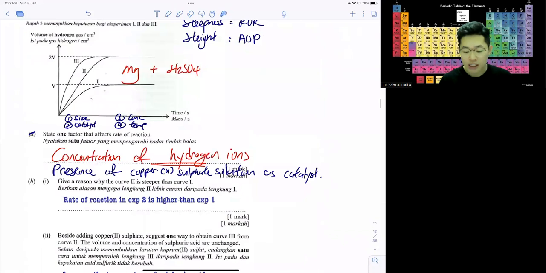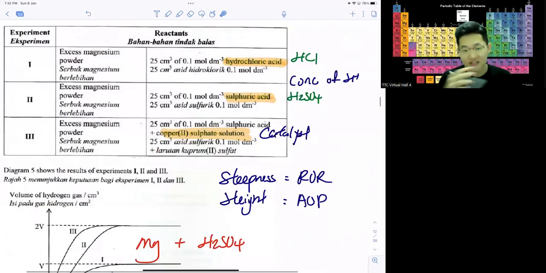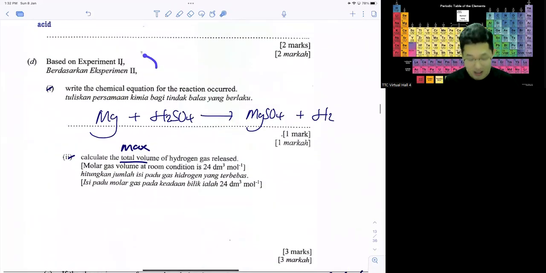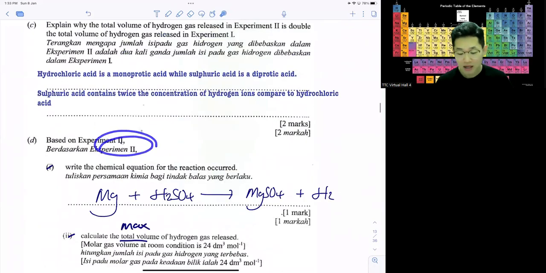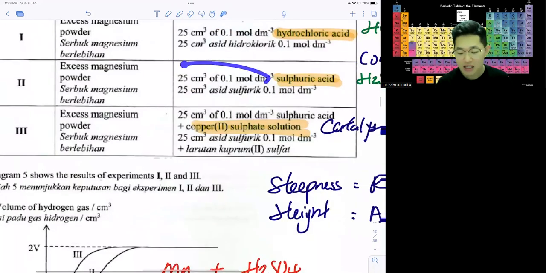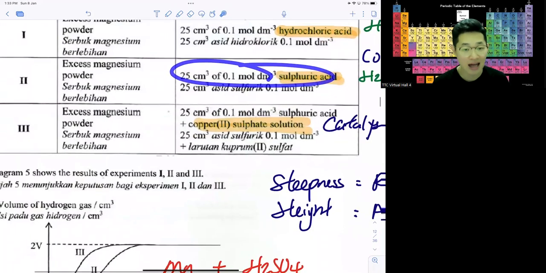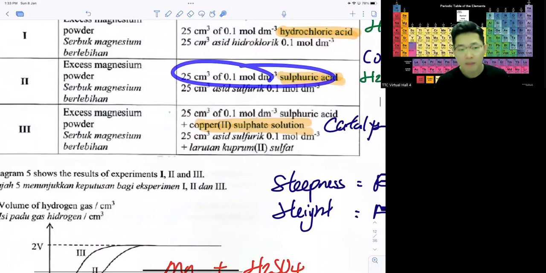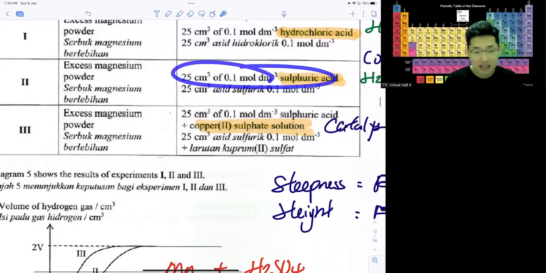Go back to the question. You can see the value given. Which set do they want? Sorry, they want based on experiment 2. So the value given, you see, is for sulfuric acid. They gave me the value of sulfuric acid, but they want to find the volume of gas.